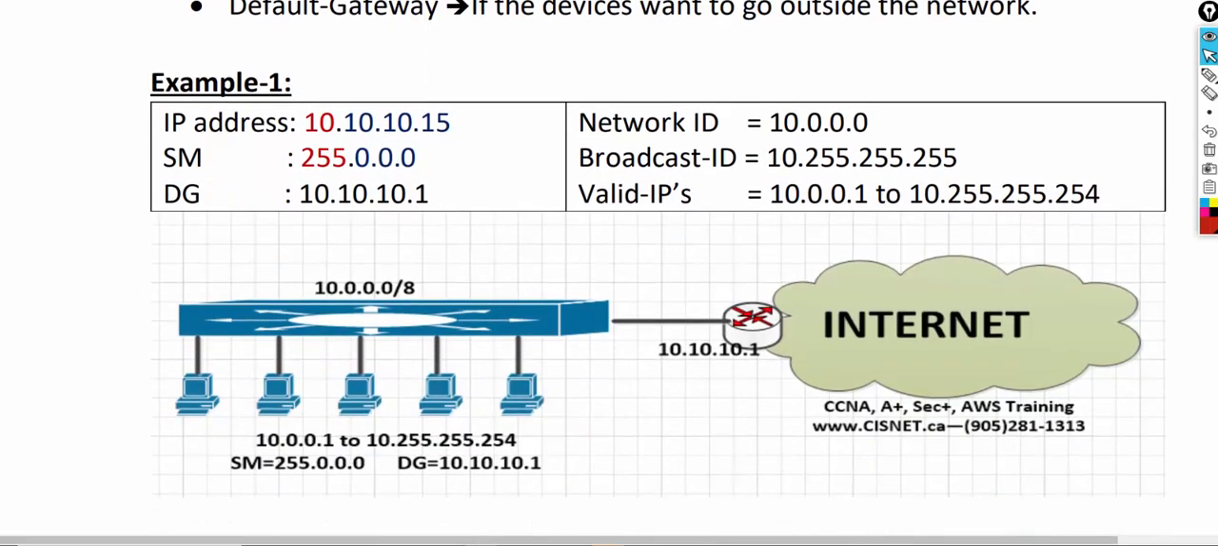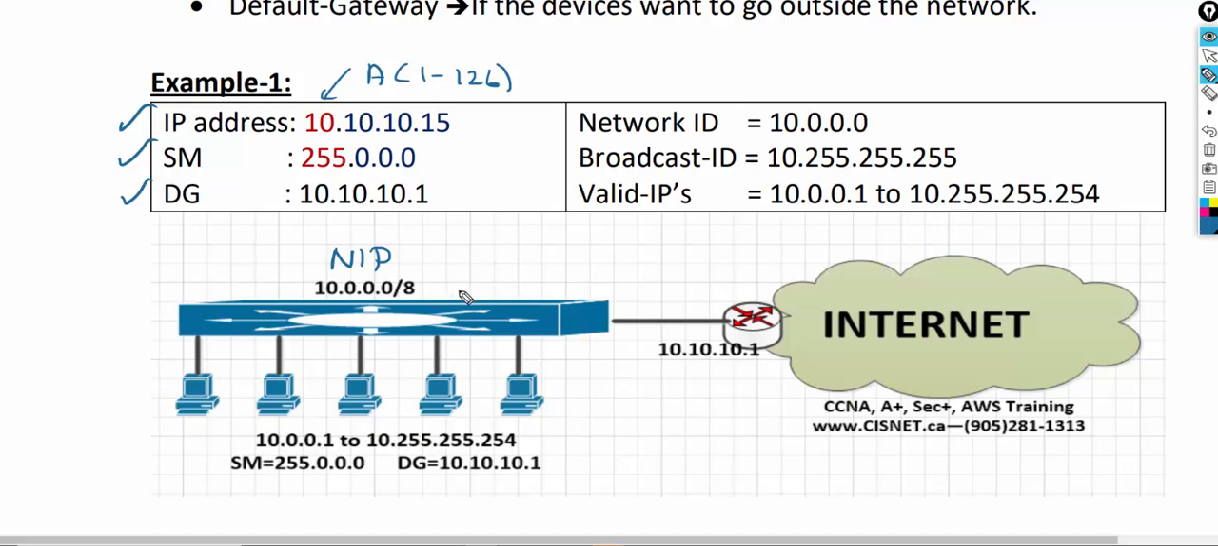We are going to look at two examples. Example number one: the IP address is 10.10.10.15, the subnet mask is 255.0.0.0, and the default gateway is 10.10.10.1. By looking at the first number, we know it's a class A because it is 1 to 126. Look at this diagram. The network ID is 10.0.0.0. So the network ID is the ID of the network.